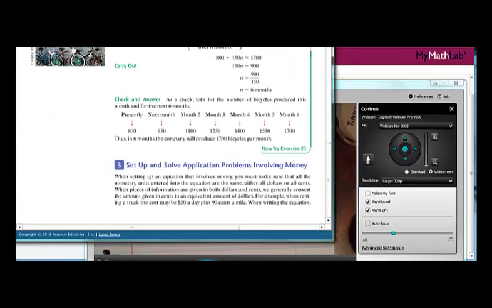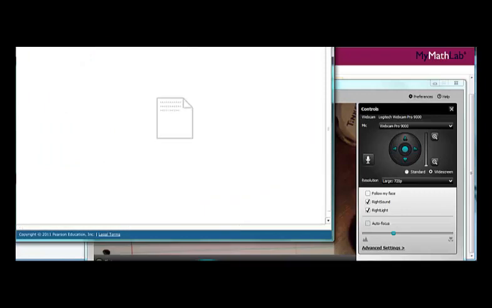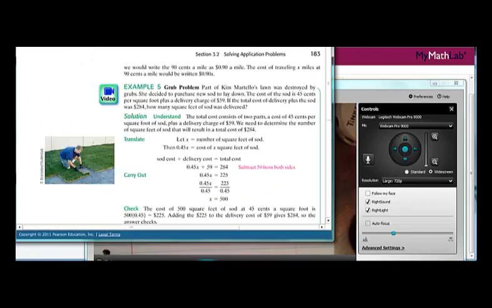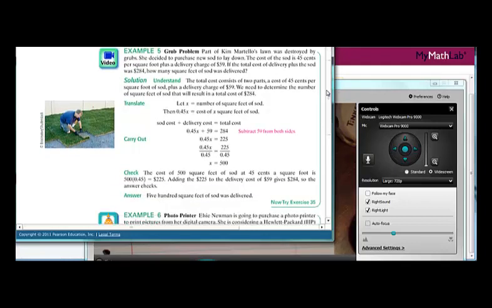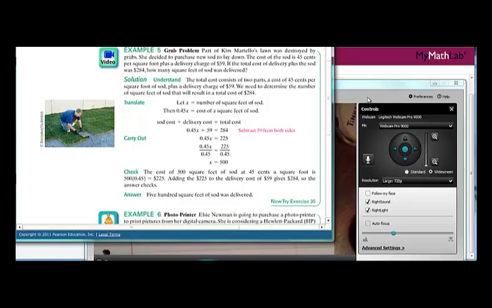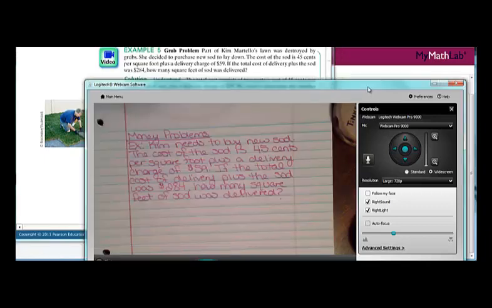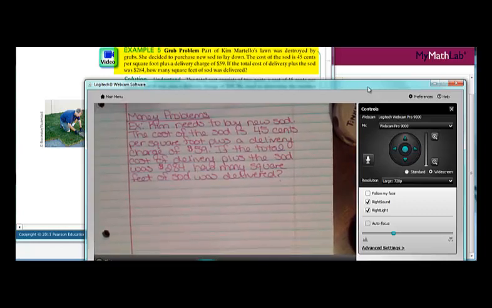Excuse me, 183. And we're going to do a money problem. And I did write this one out before. I was like, I'm just going to get the pages opened up on your book. But we can read it straight off of your book. And it says, Grub Problem.